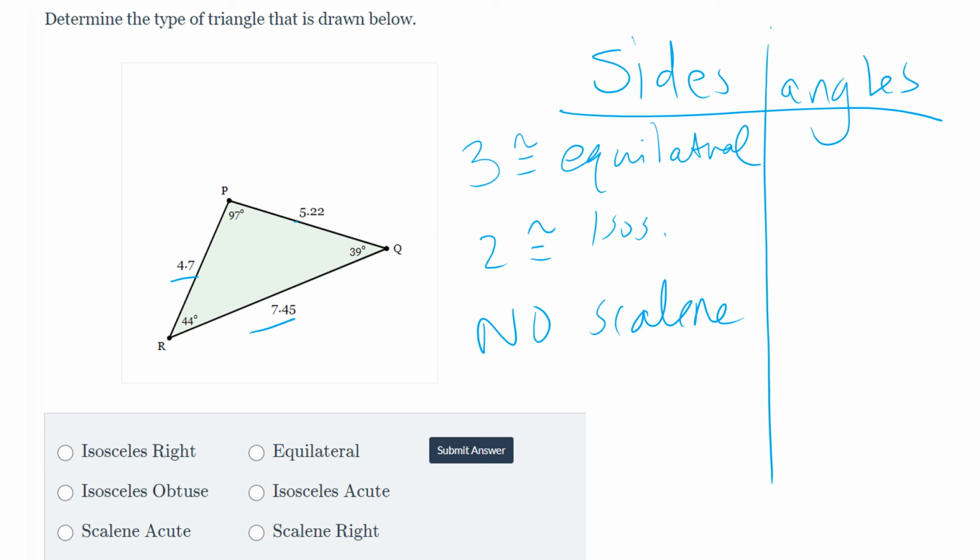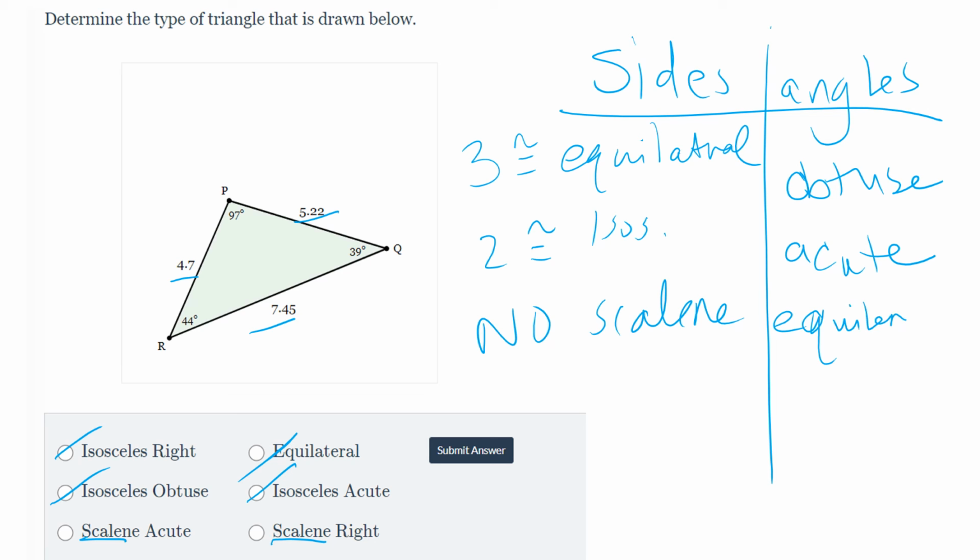So if I'm looking at these side lengths, none are the same. So I know it's not isosceles or equilateral. It's going to be scalene. So I'm choosing between scalene acute and scalene right. For angles, we have obtuse triangles, we have acute triangles, we have equiangular triangles, and we have right triangles.